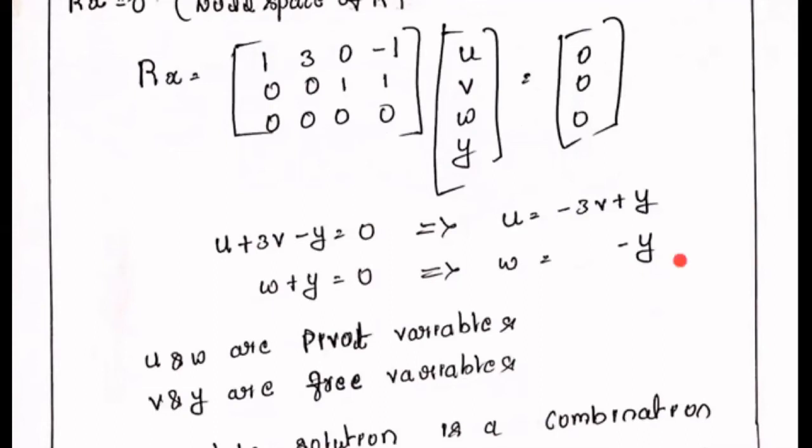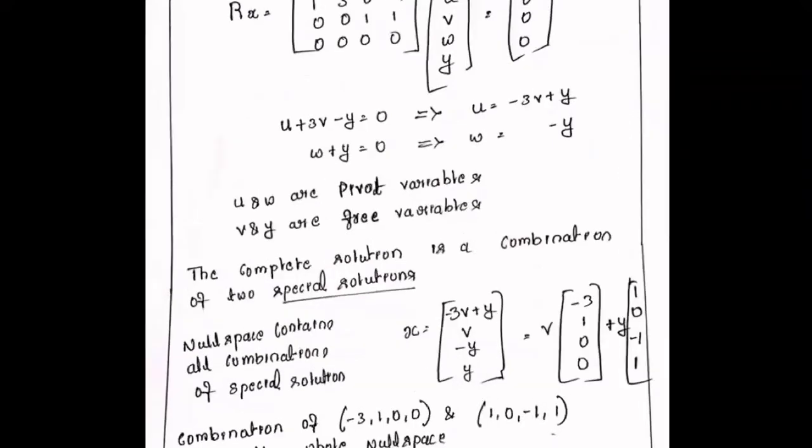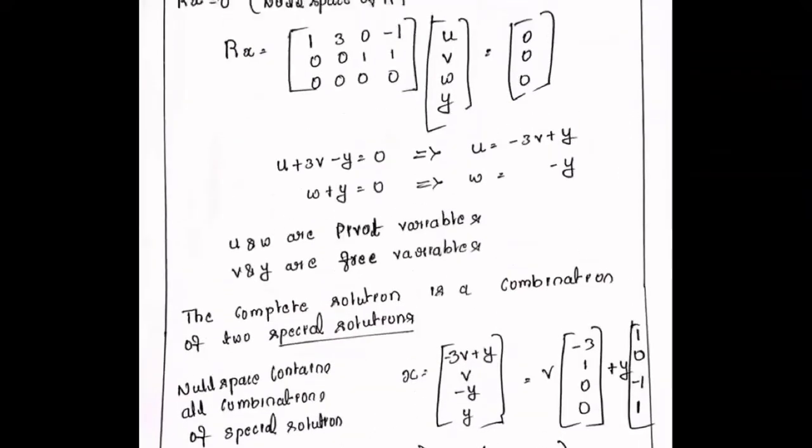I'll take another 3 minutes. Yeah, then what happens is U and W are pivot variables. V and Y are free variables, okay? The complete solution is a combination of these two special solutions. Here, very important, we are trying to find out the special solution for this.